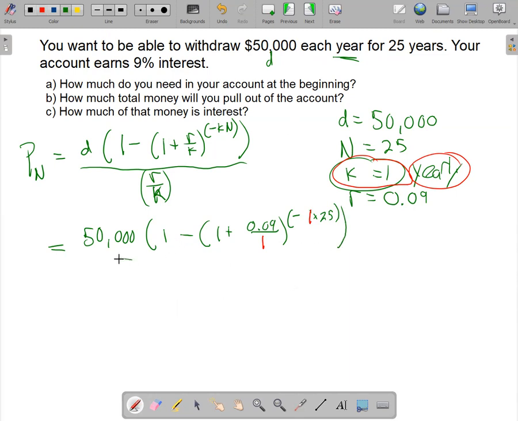Those parentheses divide by R over 1. I could just write R down there. Dividing by 1 doesn't do anything. Technically, we're doing that. All right, calculator time.